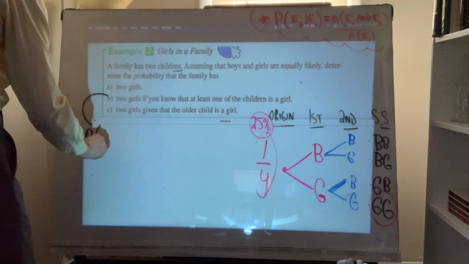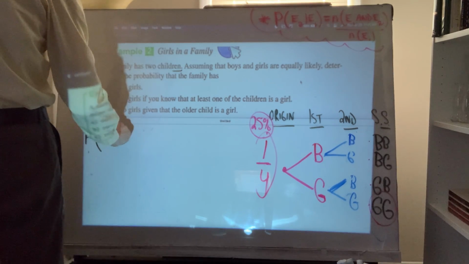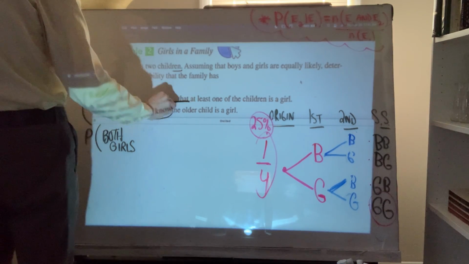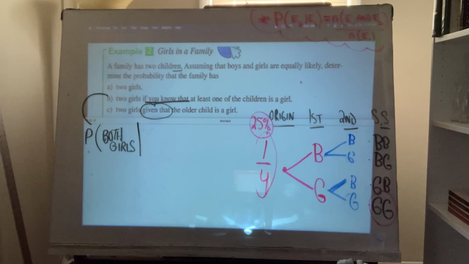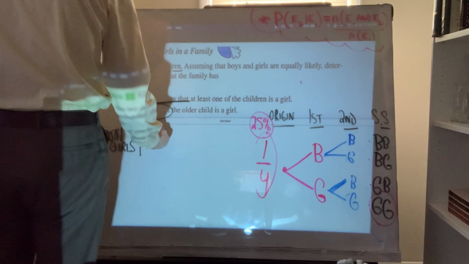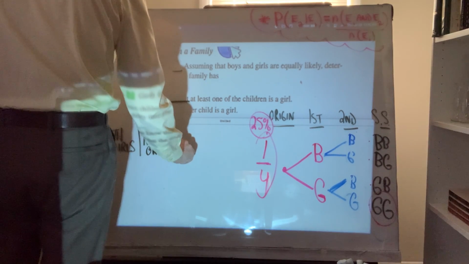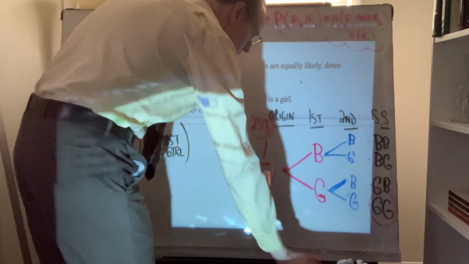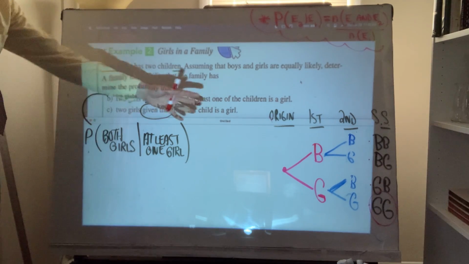The probability of being both girls, if you know that, which is standing in place of "given that." So I am going to use this formula. There's the line for "given that": at least one is a girl. This is a more concise way of writing it. We're still going to borrow some information here, so I don't want to erase my tree diagram, but I want to adapt this into this formula.